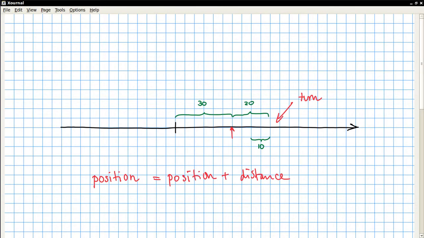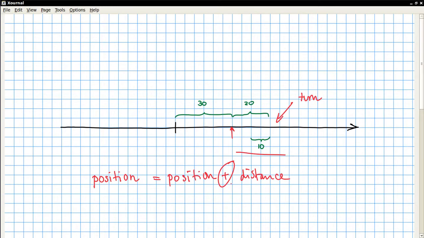So with turning, you have to know that now the distance needs to be subtracted. So over here, to go from the 50 to the 40, in this step here, we need to subtract the 10. So sometimes we add the 10, sometimes we subtract the 10. So we need to figure out how to deal with that.